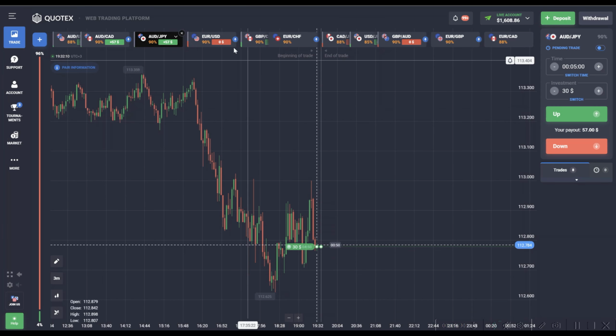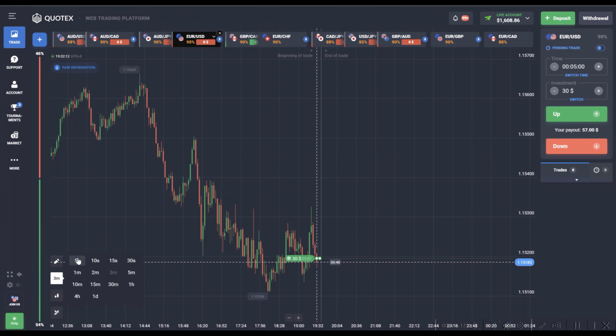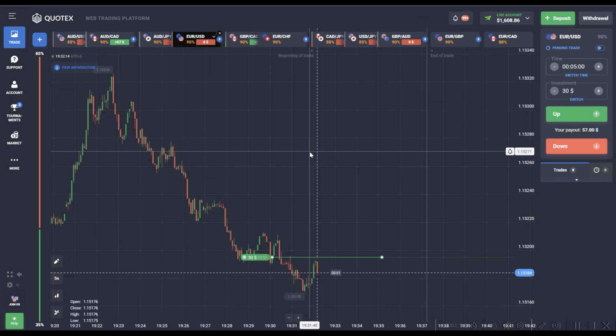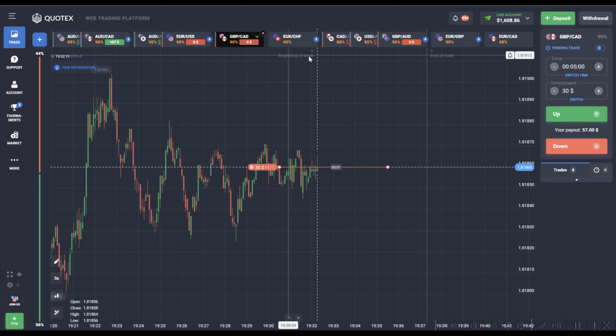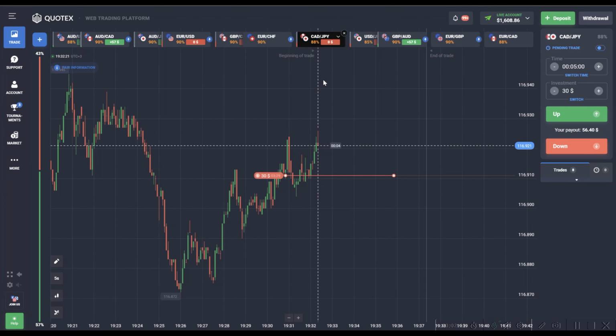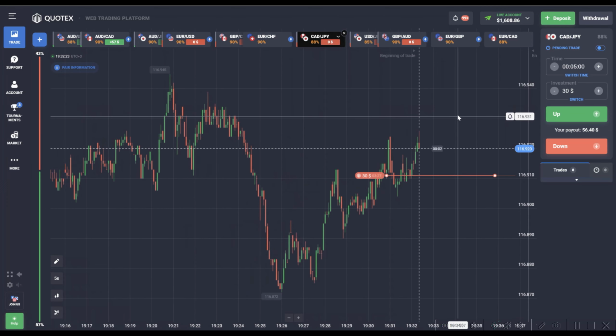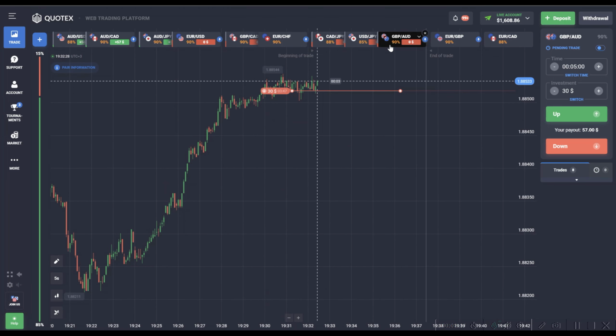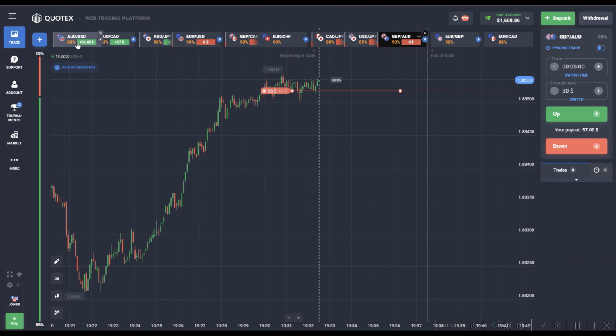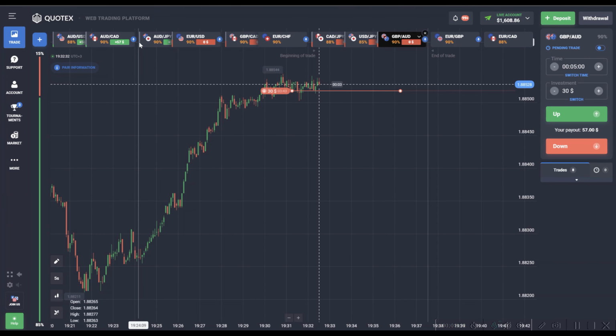8 trades are open. Let's see what's happening on the charts. Euro dollar is slightly in the red. I won't open an additional trade here for now. British pound, Canadian dollar is also near the entry point. Canadian dollar, yen is currently in the red, but not critically. Dollar, Japanese yen is also slightly in the red. British pound, Australian dollar is also near the entry point. The Aussies are currently in the green.